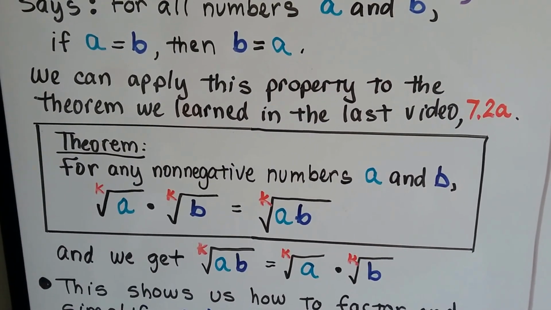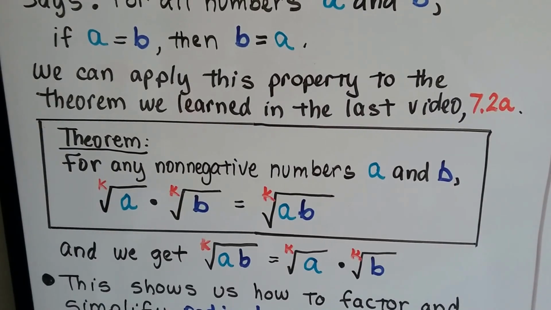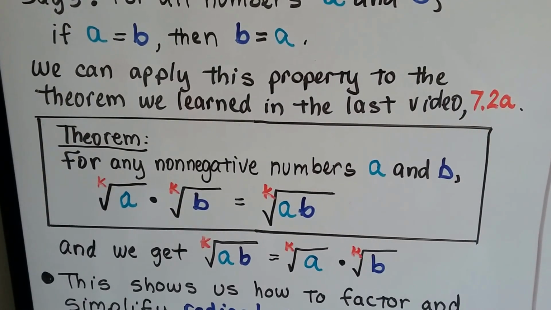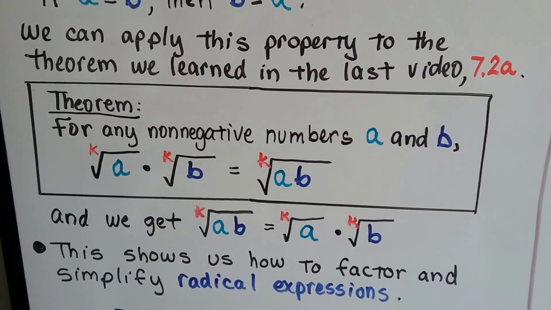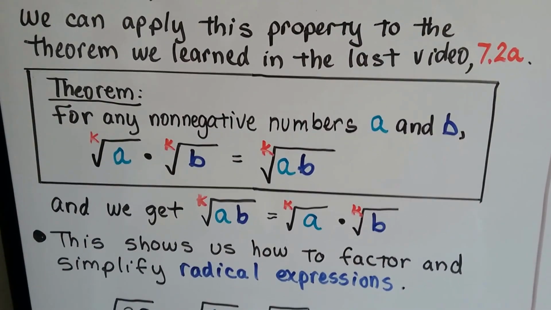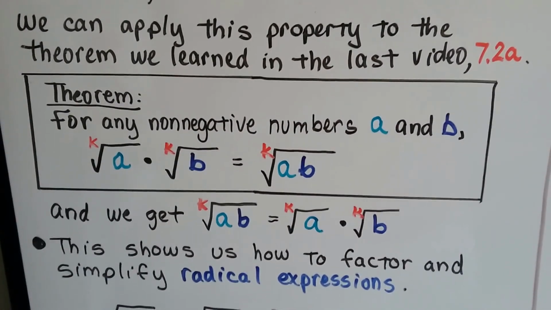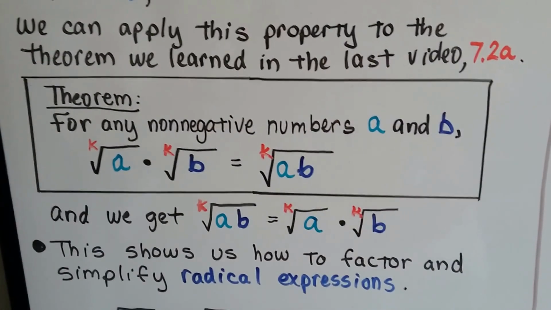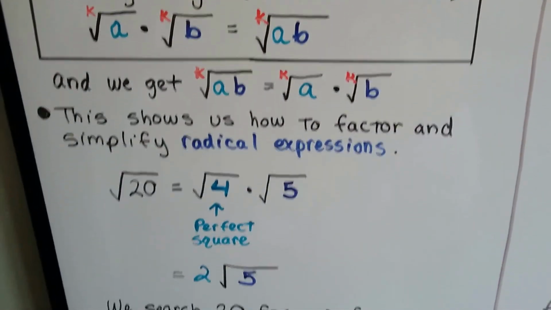That theorem said for any non-negative numbers a and b, the kth root of a times the kth root of b is going to equal the kth root of a times b under one radical symbol. We can flip that around, and we get the kth root of a times b in that one radical symbol can be split apart as the kth root of a times the kth root of b under their own symbols. And it shows us how we can factor and simplify radical expressions.